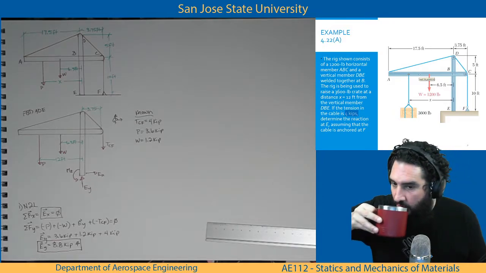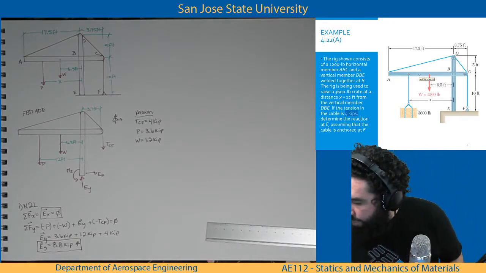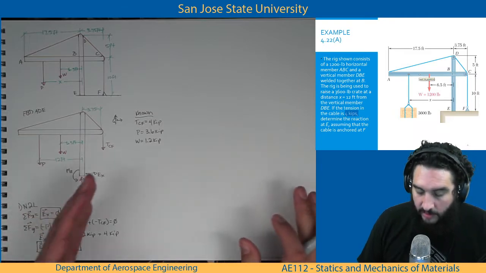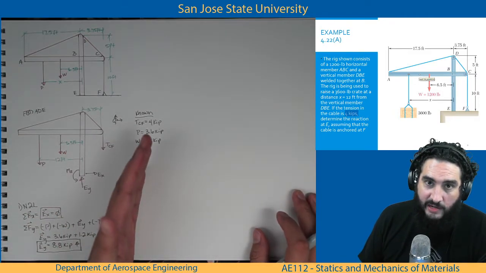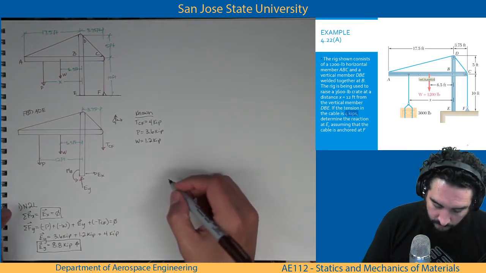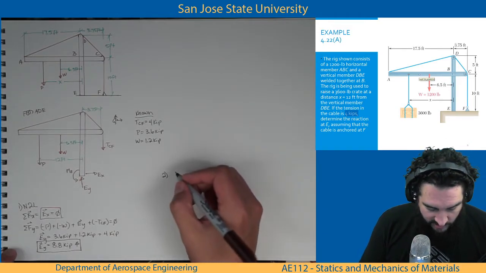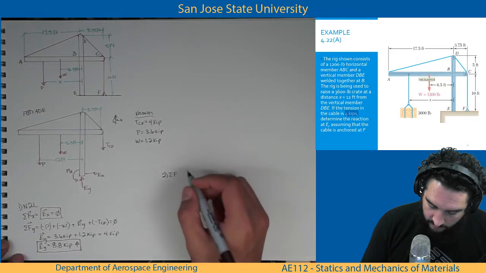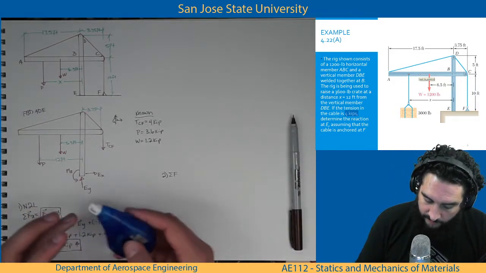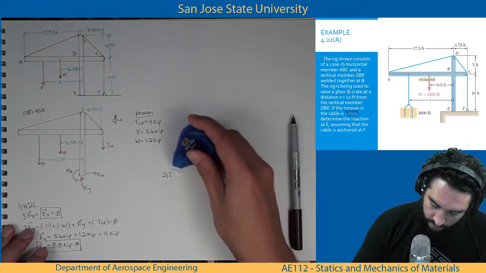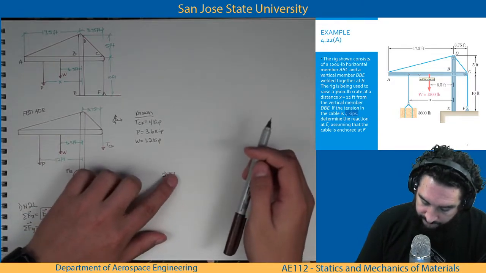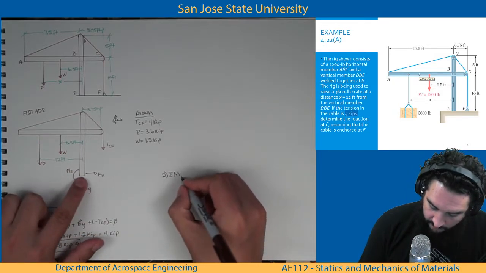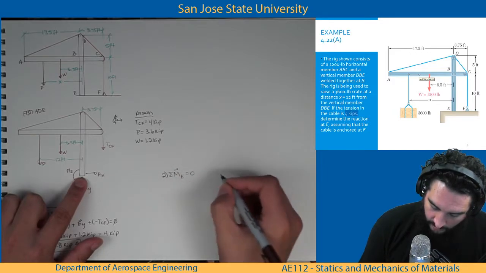Move on to our friends, the moments. Again, if you're turning something in, don't use this space. I'm going to use it because of this format. Again, we'll call it step 2, even though it's not really. Sum of the moments about point E equal to 0.